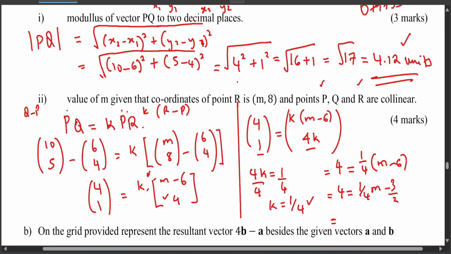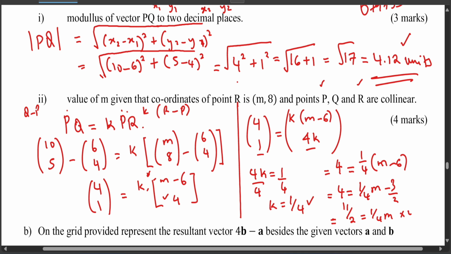So minus 3 over 2, we take it to the other side, so it becomes 4 plus 3 over 2. Collect the like terms, which will eventually be 11 over 2. So 11 over 2 is equivalent to a quarter M.